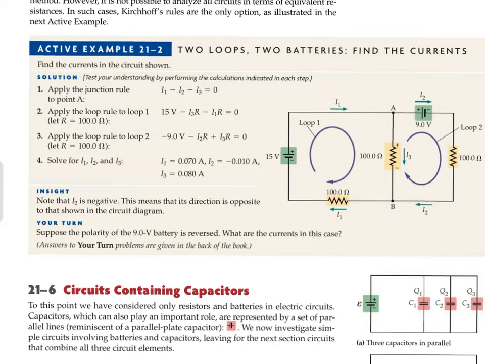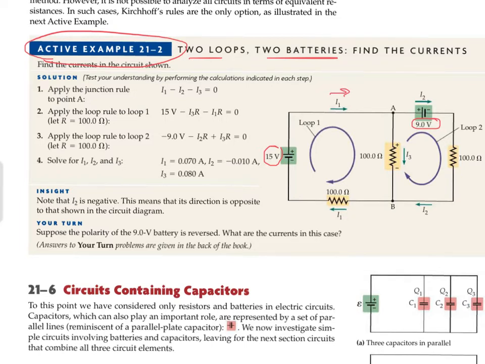This is out of your textbook in chapter 21. Active example 21.2. It's two loops, two batteries, and we want to find the currents in the loop. So here's the circuit. It has a 15-volt battery over here. It's got a 9-volt battery over here. Clearly in this loop, you're going to have the current going in this direction as shown by that I1.